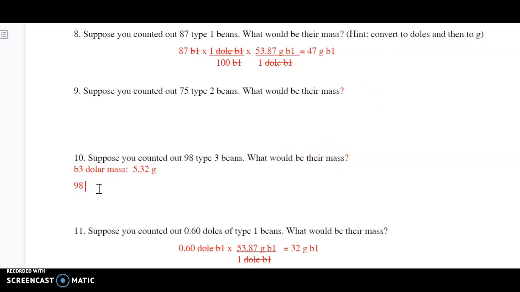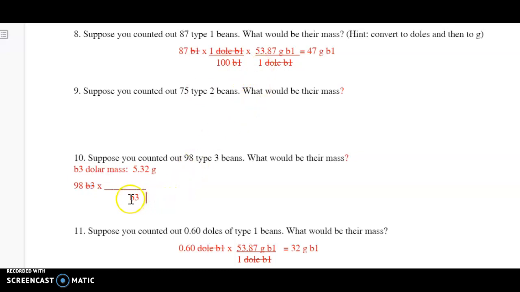We're going to write 98 bean 3s. Okay, it's just a count, so it's just a number. And then we're going to set up our ratios. And I'm going to do it a little bit differently this time. Actually, I'll do it the same way. The formatting was a little bit weird there, but I like you guys to have a systematic way to go through things. All right, so if I have bean 3s, I'm going to put bean 3s down here. There's really no units here that are canceling, but we're going to cancel our labels.